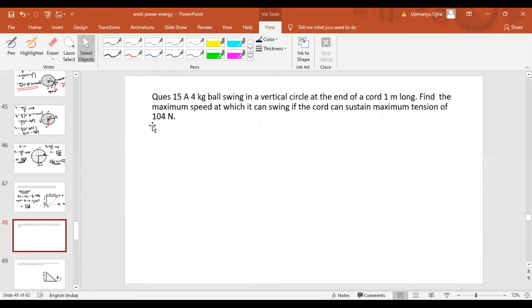Now the next one: a 4 kg ball swings in a vertical circle at the end of a cord of 1 meter. Find the maximum speed at which it swings if the cord sustains the maximum tension. Can you solve this problem?